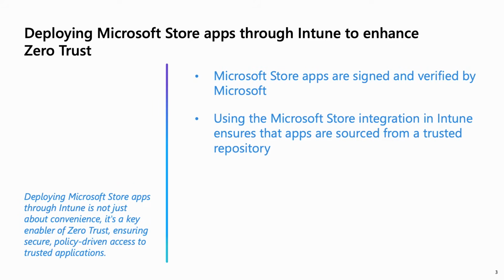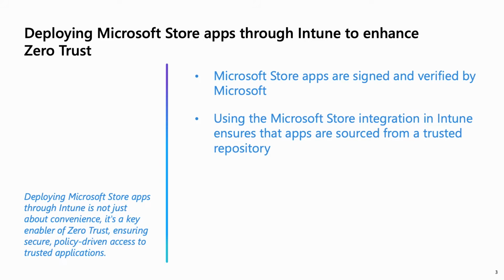By integrating the Microsoft Store with Intune and using Intune to deploy those Store apps, you know that those apps are coming from a trusted repository. And you can turn off the Store app on the devices and use Intune to deploy those Store apps instead, so you control which apps are installed on all managed Windows devices.